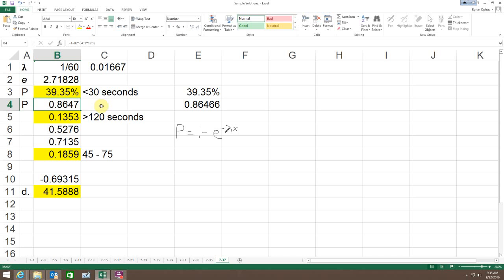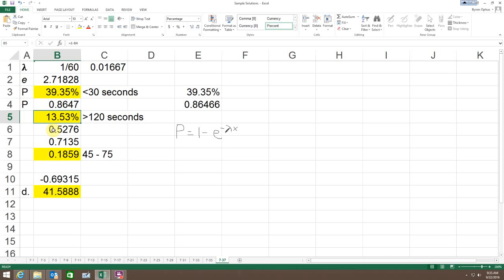But again, now I'm looking for more than 120 seconds. If the mean's 60, the odds that it's going to take more than 120 seconds, more than 2 minutes in that case, should be a little low. And yet I come up with an 86, and that's because I have to use the complement rule then, right? It's equal to 1 minus that particular one there. So I use the complement rule to get my correct answer, and then I go to C. It says between 45 and 70 seconds.